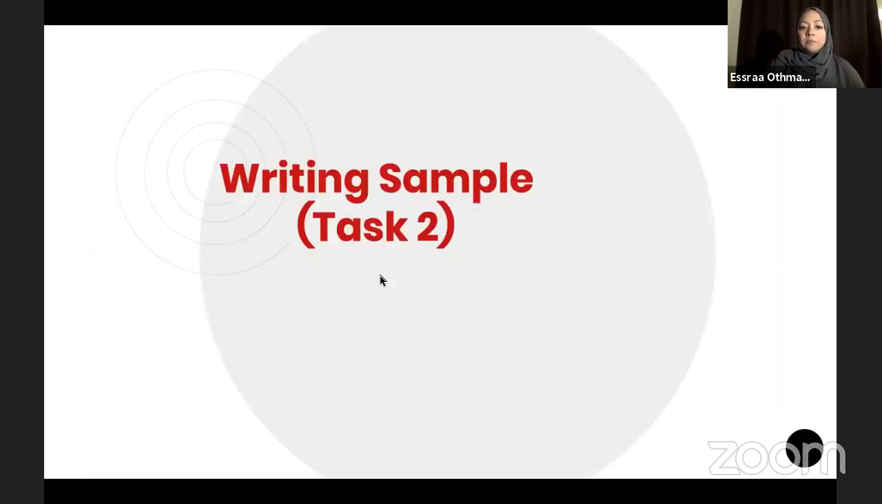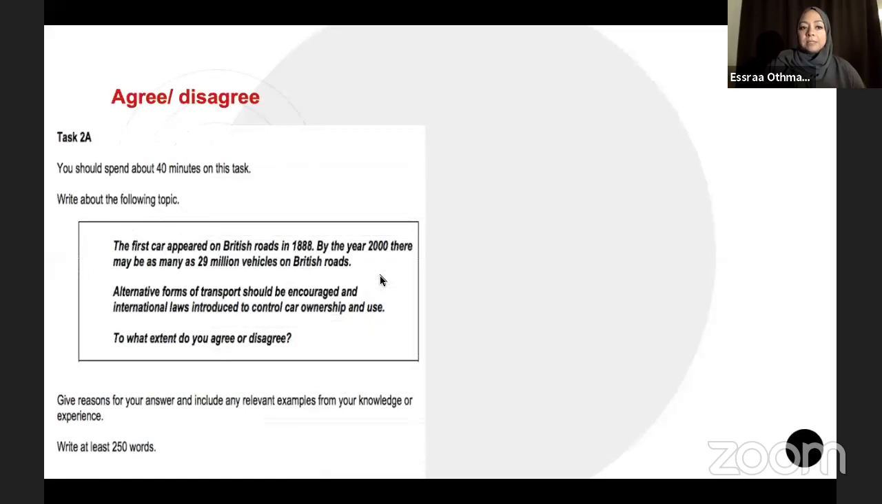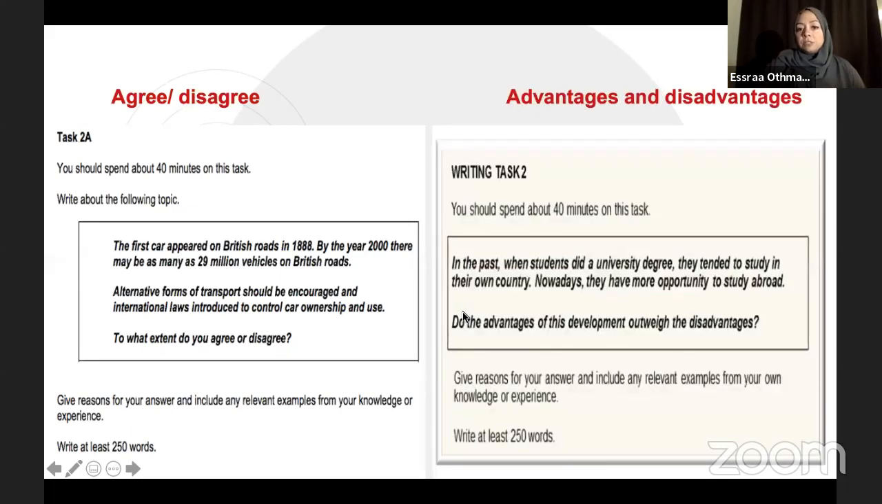So Task 2 here is a sample that you can find in one of the exams. Here you have, for example, giving reasons for your answer, include any relevant examples from your knowledge or experience, and write at least 250 words. As you can see here, it says, to what extent do you agree or disagree? Another type can be advantages and disadvantages. This is also a sample. And you can see here, do the advantages of this development outweigh the disadvantages?